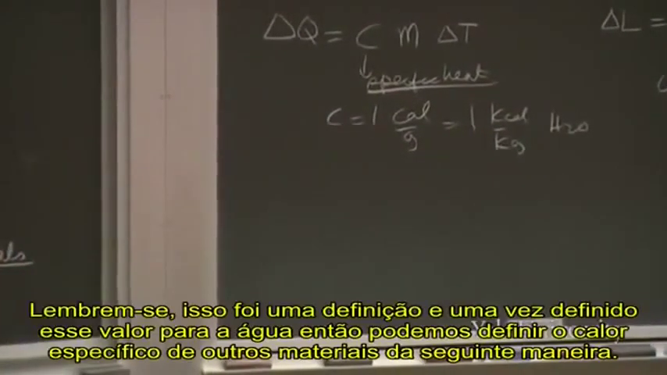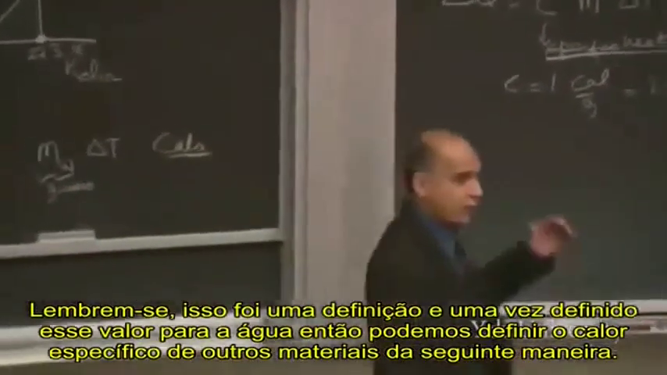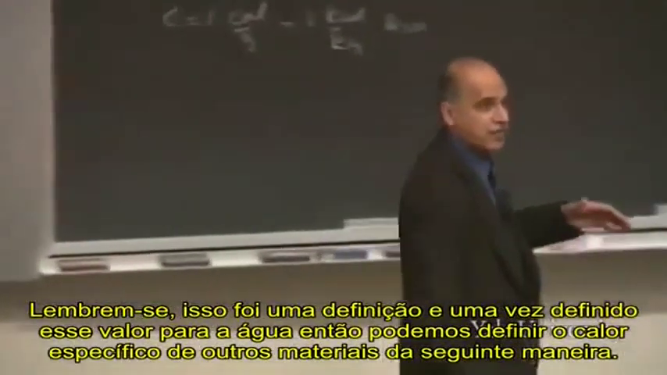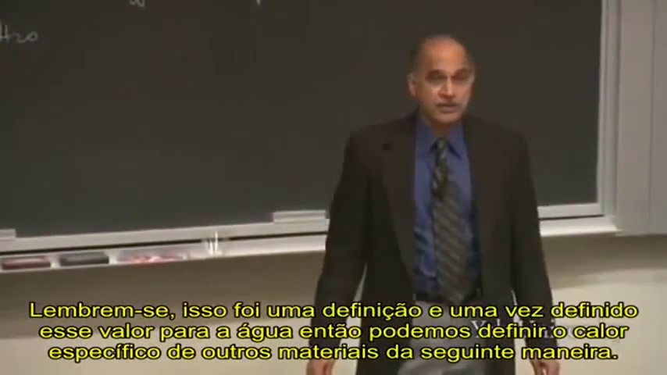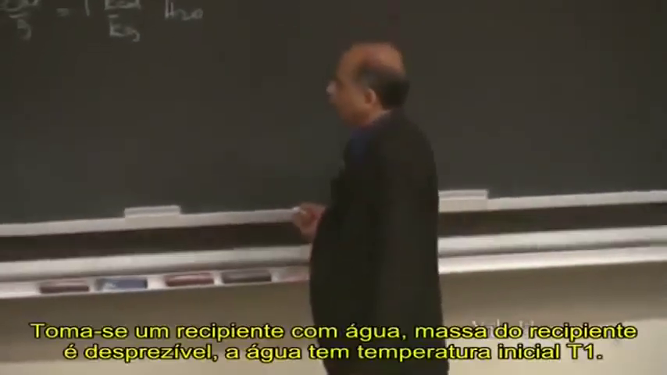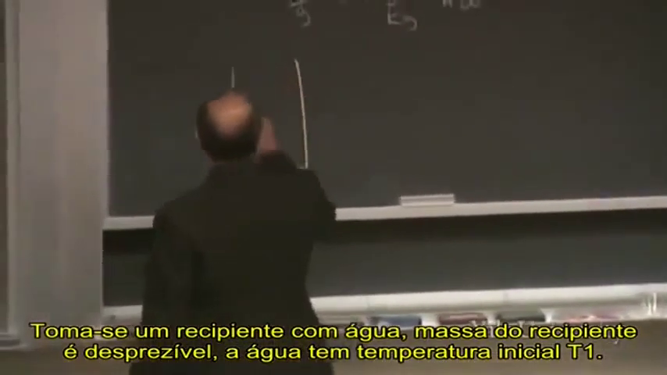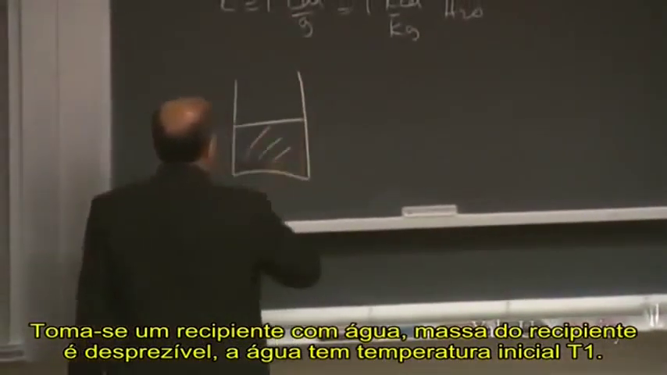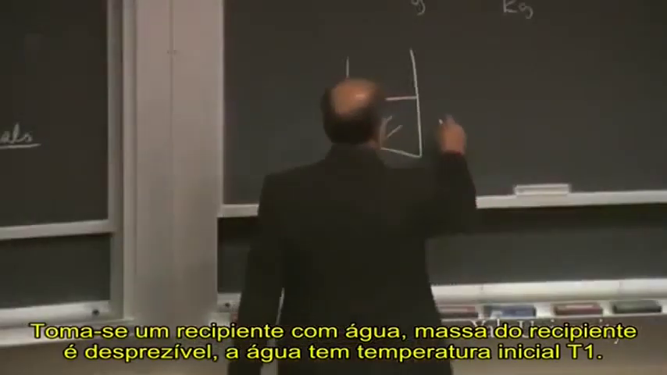So remember, 1 calorie per gram for water is a definition. Once you define water to have a specific heat of 1 calorie per gram, you can define specific heat for other materials by the following process. You take a container, put some water in it. Let's assume the container has 0 mass. So this water is at some initial temperature T1.